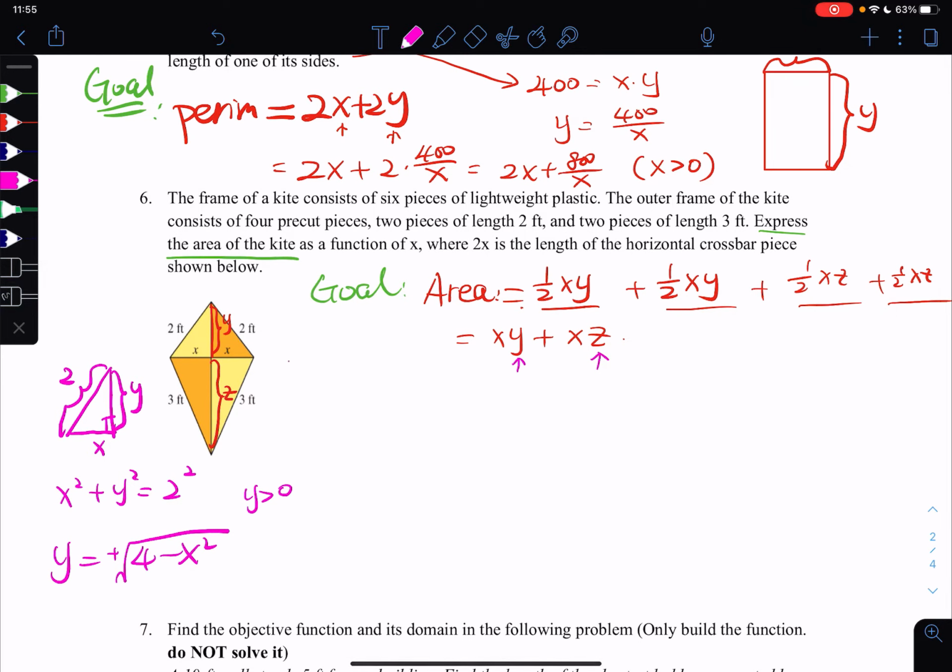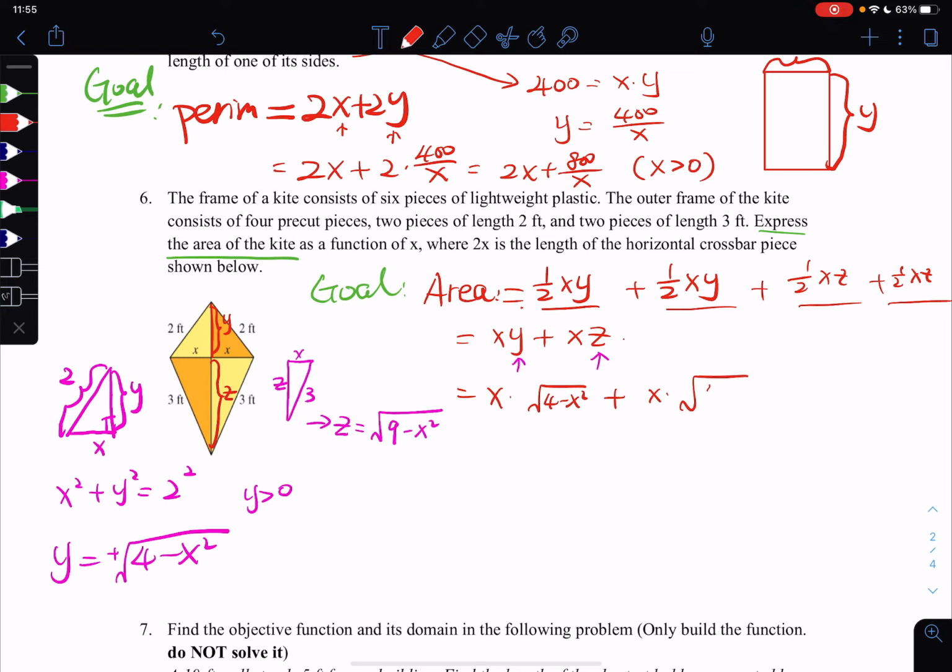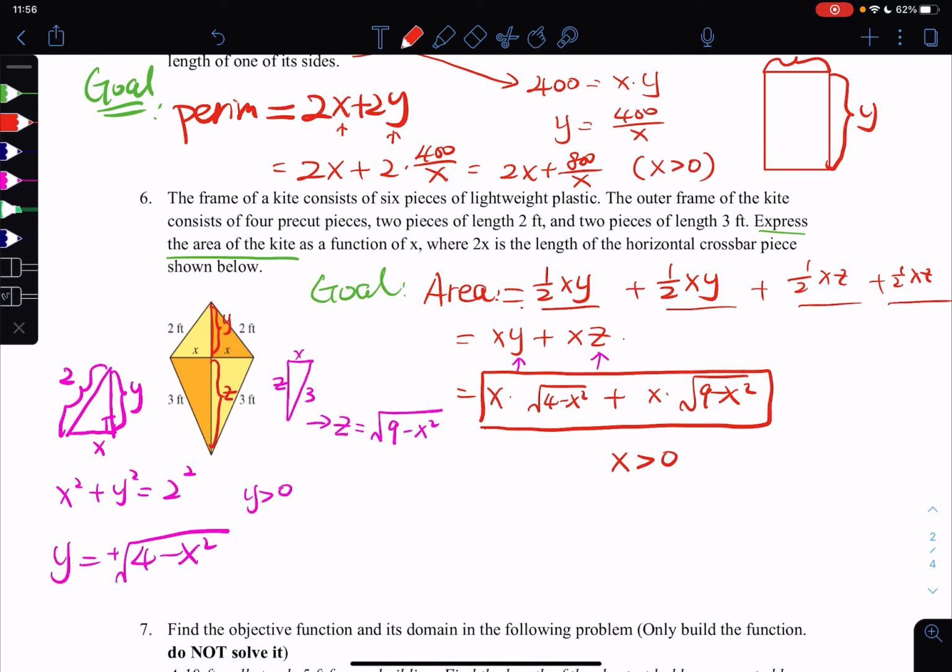Along the same line of thinking, you could have picked a right triangle from the other one, which tells you that equivalently z is the square root of 3 squared, which is 9, minus x squared. Therefore, you can draw your final conclusion. It's x times the square root of 4 minus x squared plus x times the square root of 9 minus x squared. Be a little bit careful that you should have your x to be greater than 0 because it represents a length of one side.